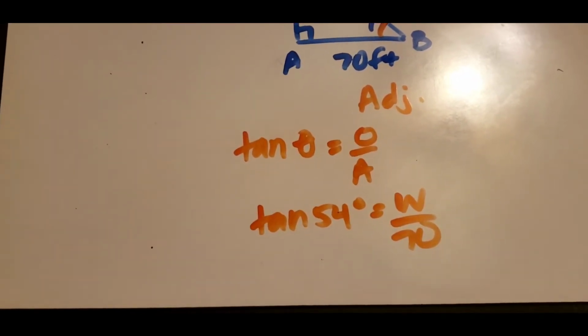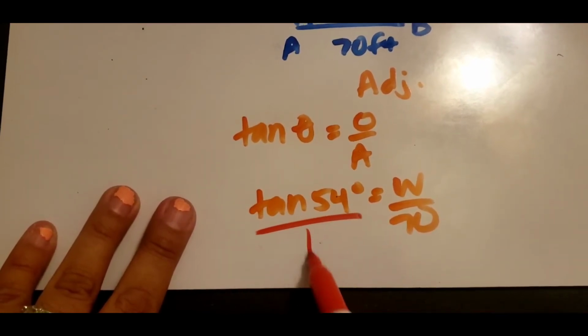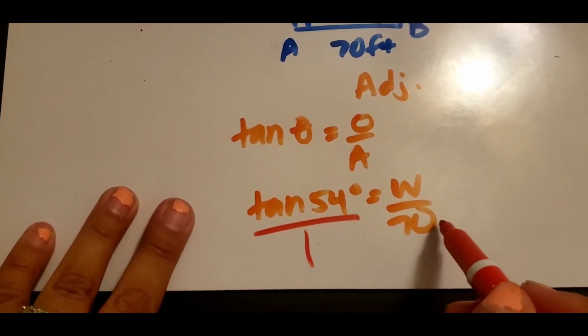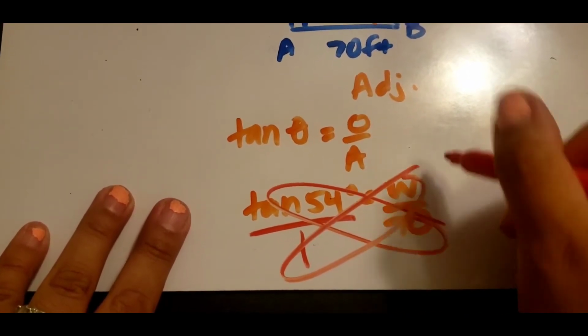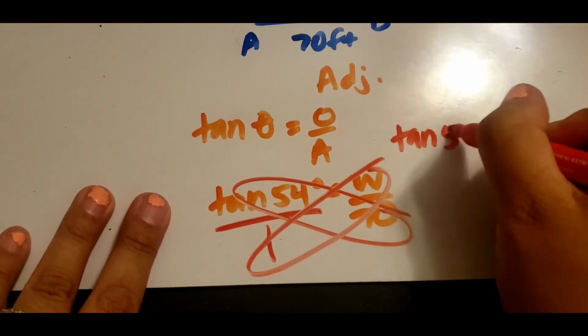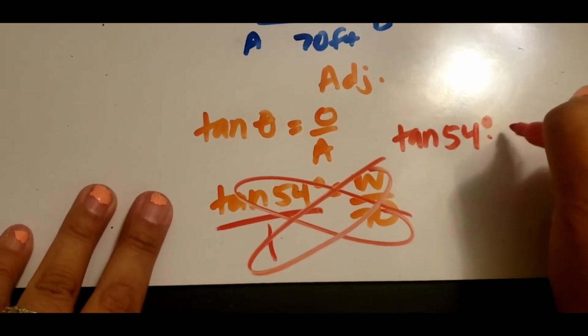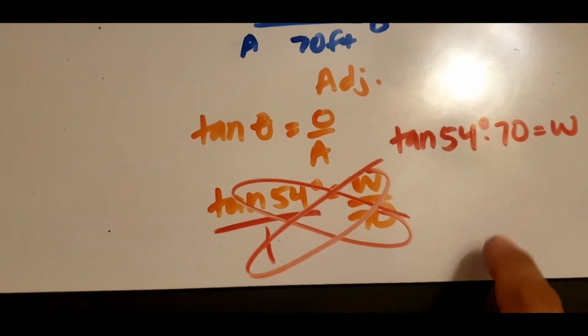So first things first, I always kind of teach it, I think it's easier if you teach it by proportion. So I put a 1 underneath here, and I would just multiply these and these. So technically in my calculator, all I would put is tangent of 54 degrees times 70, and that'll give me W. Okay, and I would use the calculator for this.